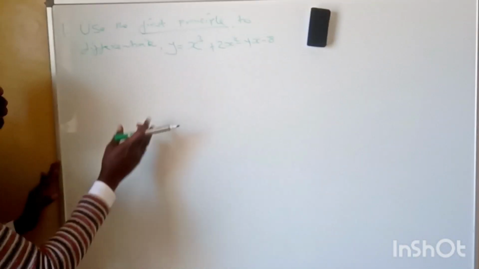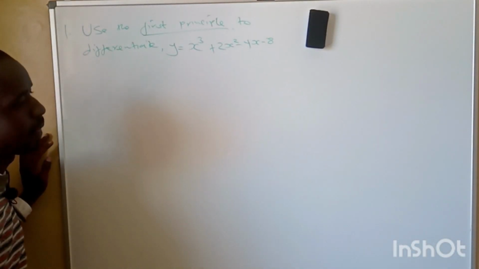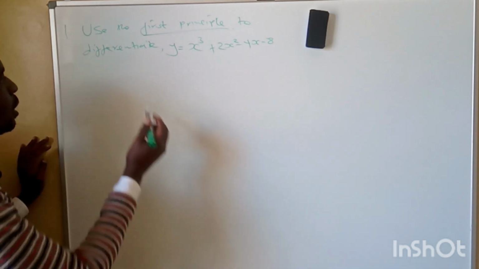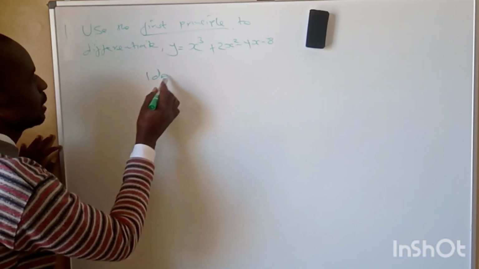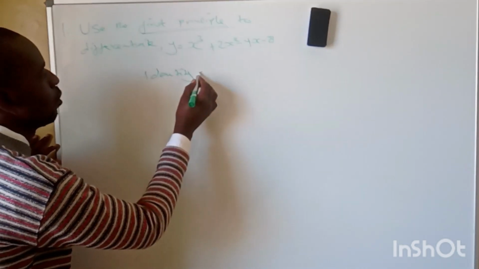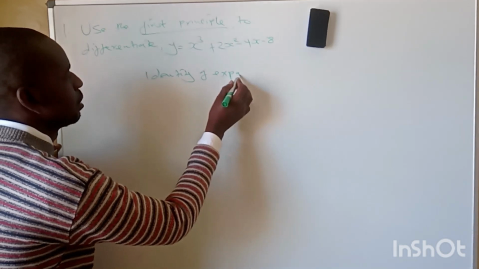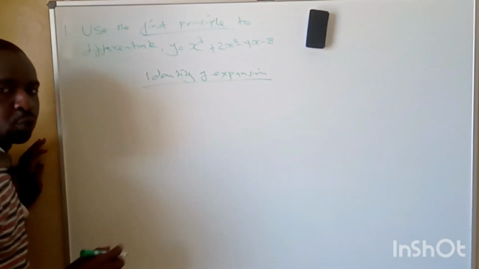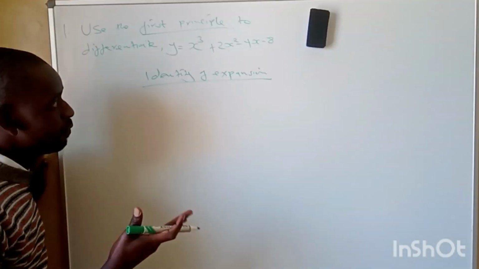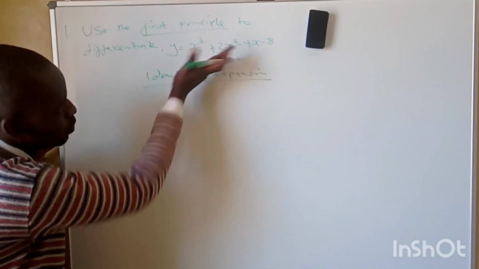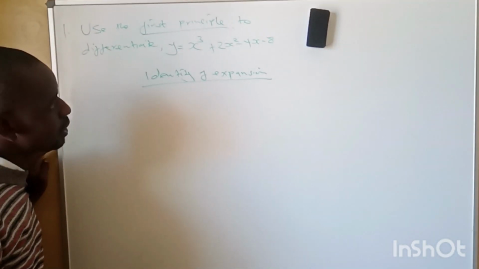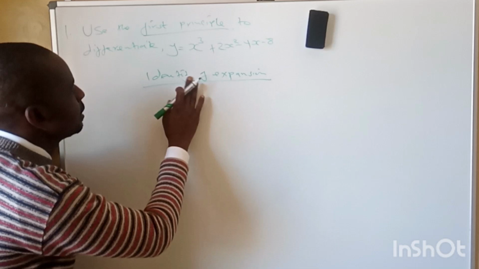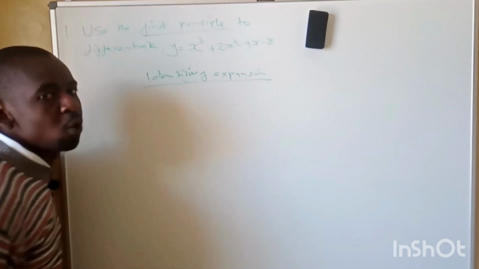So before we look at this question, there's some principle that you need to know: the identities of expansion. You need to know the identities of expansion, because we're going to apply those identities.